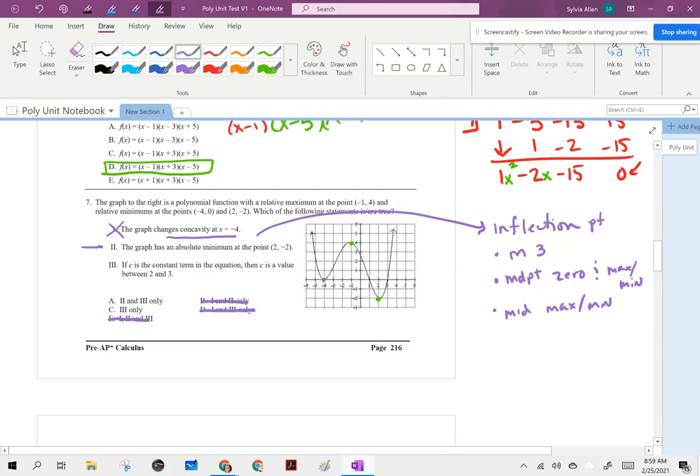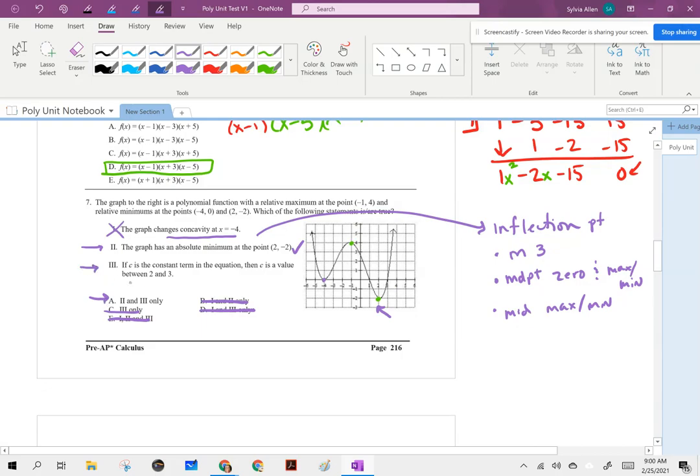All right, so let's take a look at 2. The graph has an absolute minimum at point 2, negative 2. Well, that's absolutely the lowest point on the graph. So that is an absolute minimum y value. So 2 is good, which means 3 only isn't going to work. So my answer choice for 7 is A.